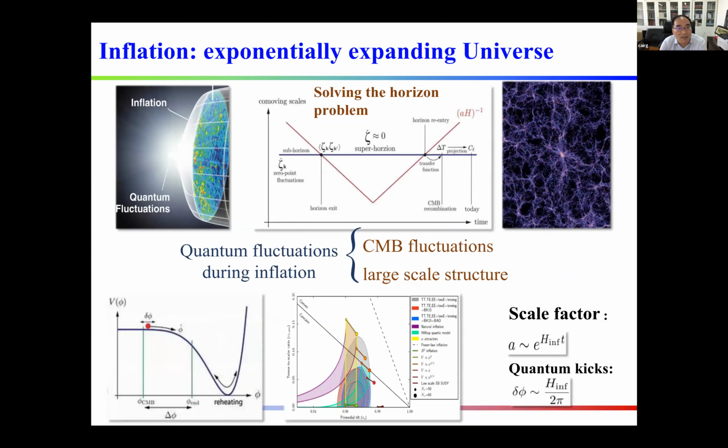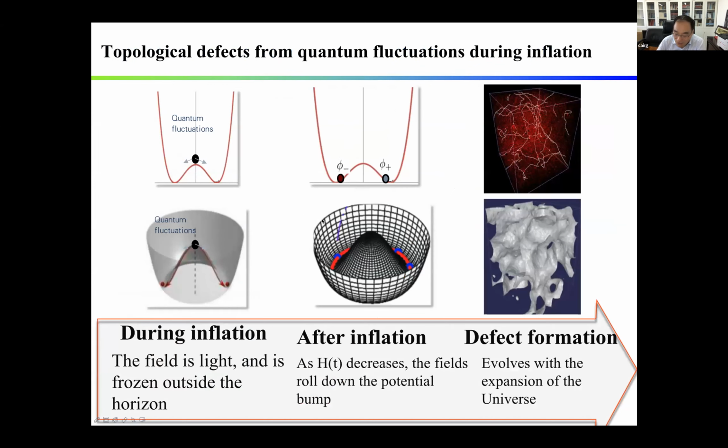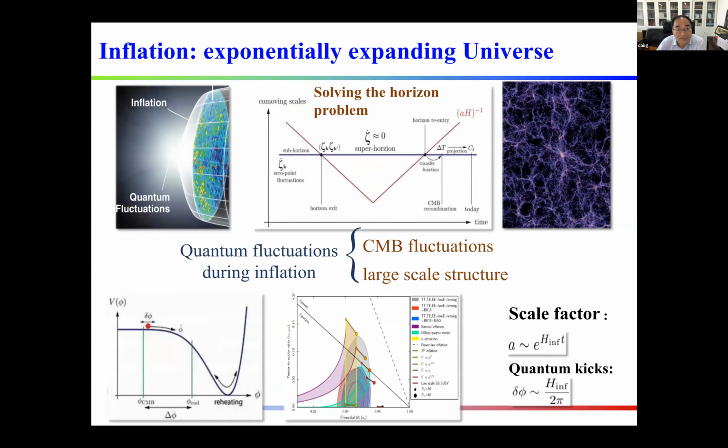As you know, inflation is now the crucial ingredient of the modern standard model of cosmology. During the inflation, if some perturbations go out of the horizon, then the curvature perturbation tends to be constant. When it re-enters the horizon, it becomes the source of the instability. These are the seeds of the larger structures. During the inflation, the quantum fluctuations will produce CMB fluctuations and also large scale structures.